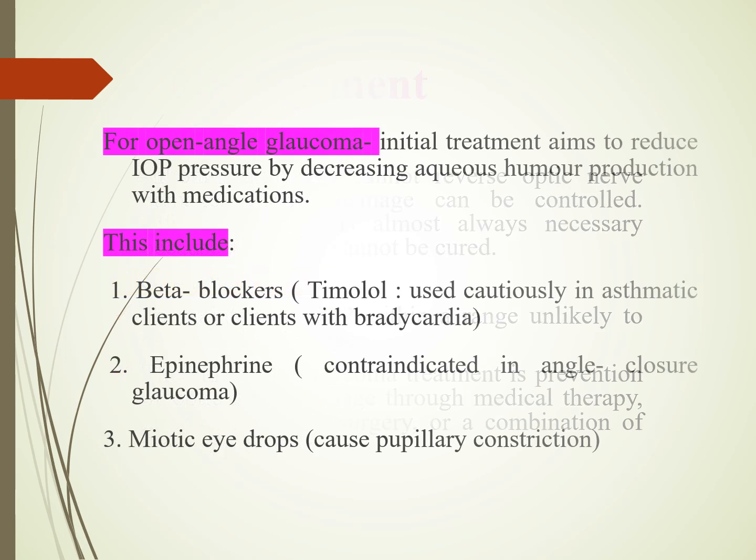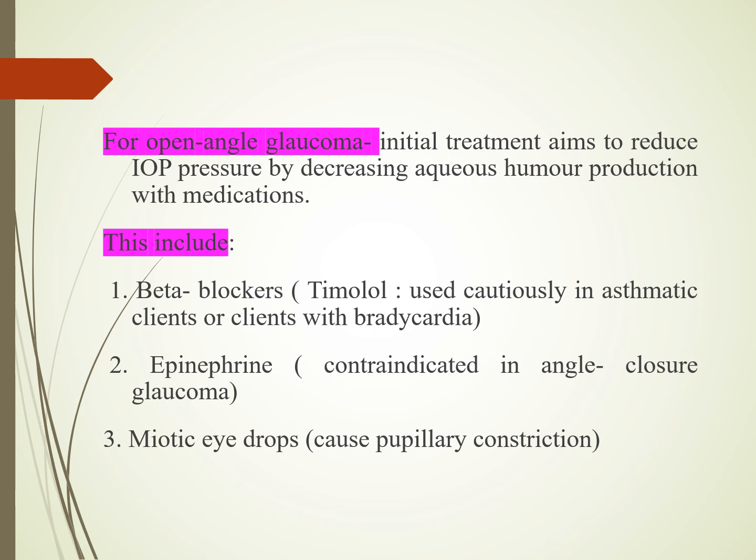For open-angle glaucoma, initial treatment aims to reduce intraocular pressure by decreasing aqueous humor production with medication. This includes beta blockers, that is Timolol, used cautiously in asthmatic clients or clients with bradycardia. Epinephrine, contraindicated in angle closure glaucoma. Miotic eye drops, which cause pupillary constriction.